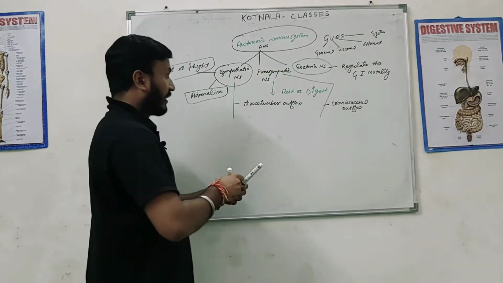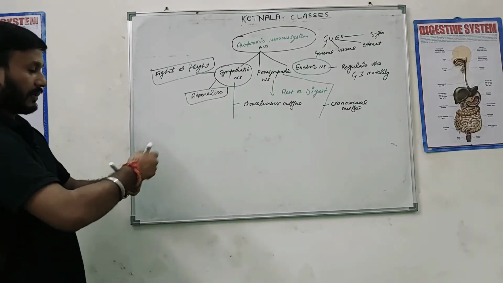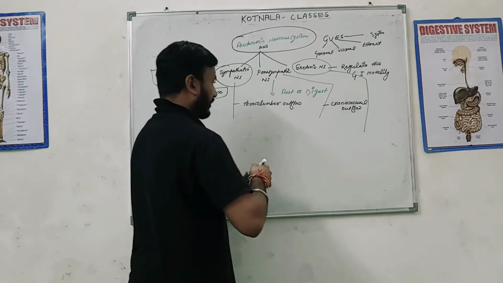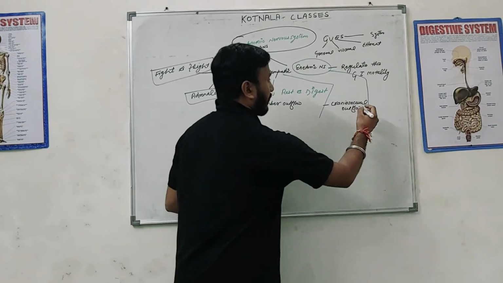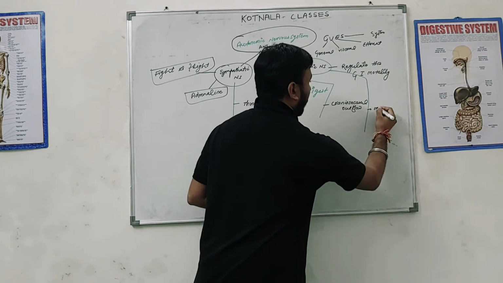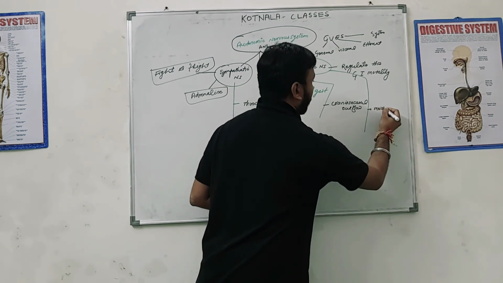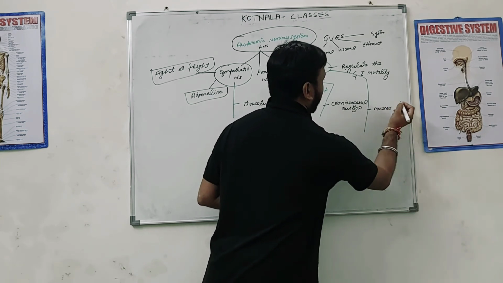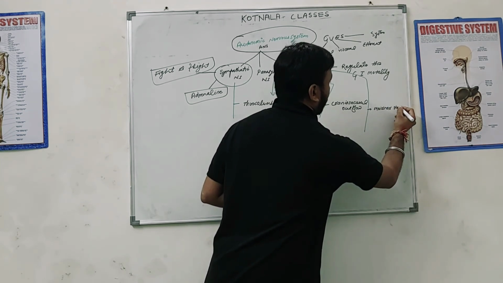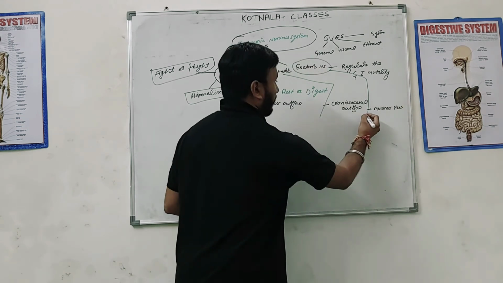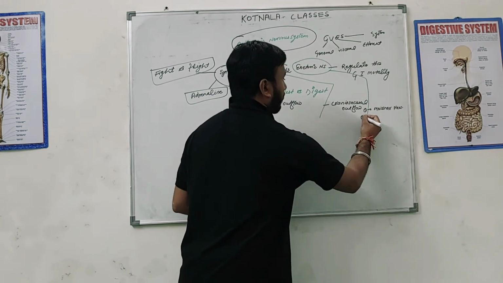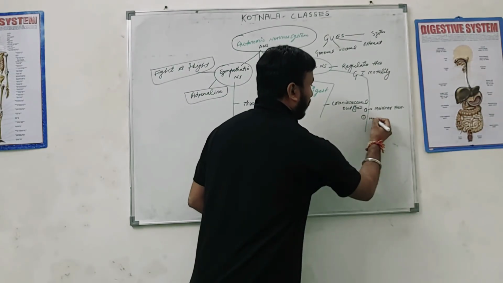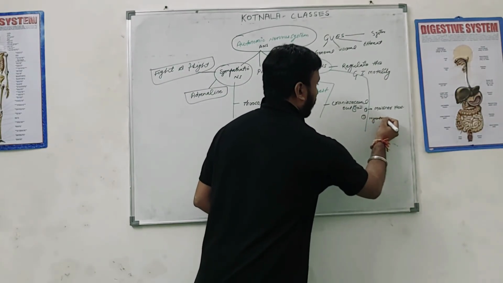Okay, and the enteric nervous system is also divided into two parts. The first part is the submucosal, or Meissner's, plexus. And the second part is called the myenteric plexus, or Auerbach's plexus. Myenteric plexus.